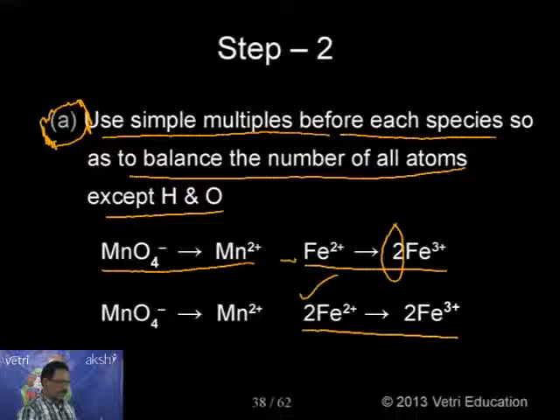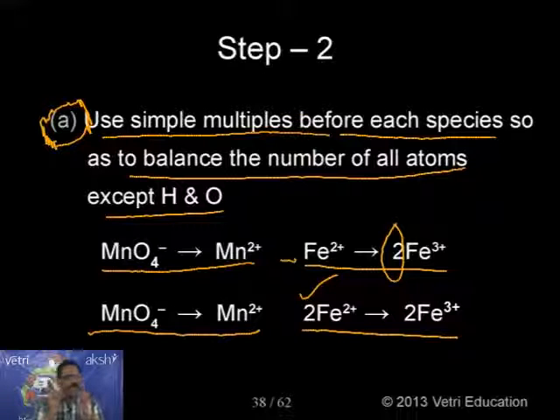Now both side iron atoms are identical. Left side 2Fe, right side also 2Fe. So in this case, I am keeping as such MnO4 minus arrow Mn2 plus because in the left side Mn is equal. So the rule 2a says we need not worry about the oxygen. Except the hydrogen and oxygen, if any atom is not balanced, we have to balance. That is rule A, so that I have balanced.